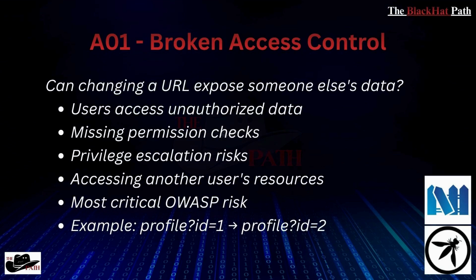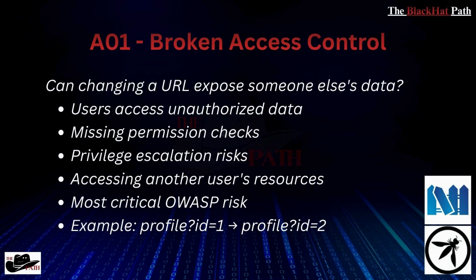Access control is simply the process of deciding who is allowed to access what. For example, a student should only see their own grades. Customers should only access their own orders. An employee should only access files they are authorized to view. If those permission checks are missing or implemented incorrectly, users may gain access to data they should never see. Sometimes, attackers don't even need advanced hacking skills. Simply modifying a URL, changing an account number, or altering a request can expose sensitive information.